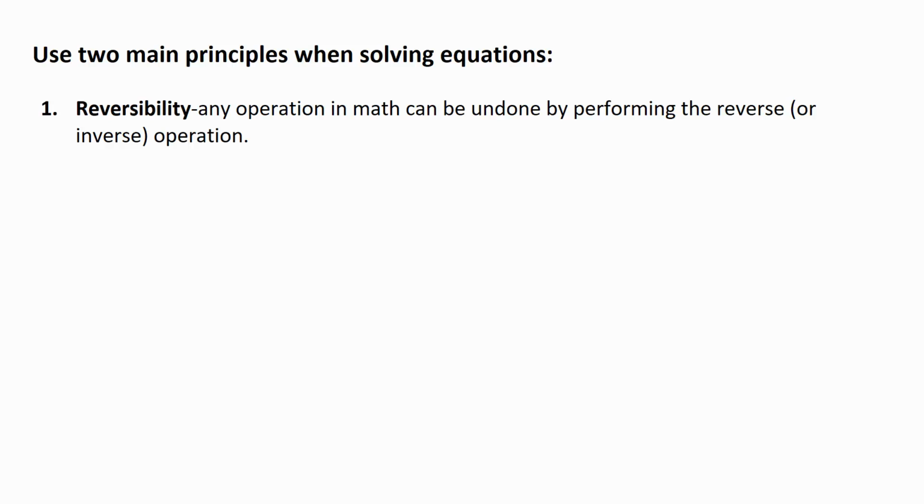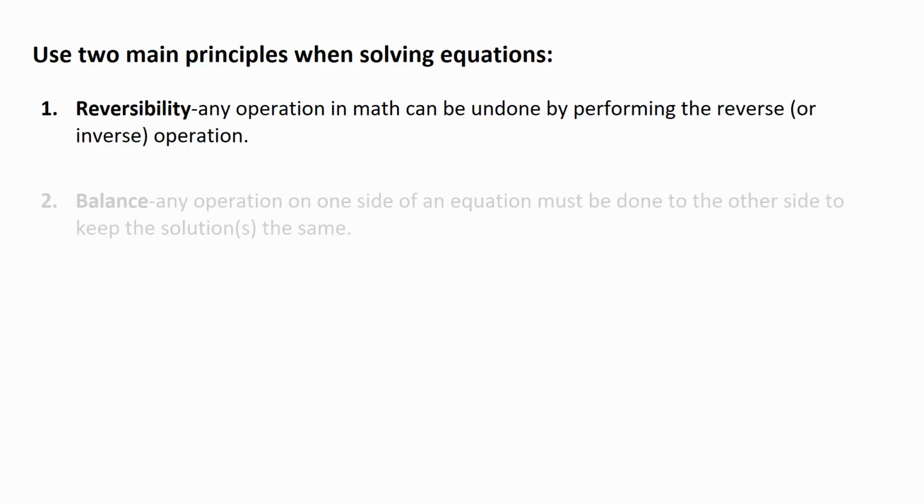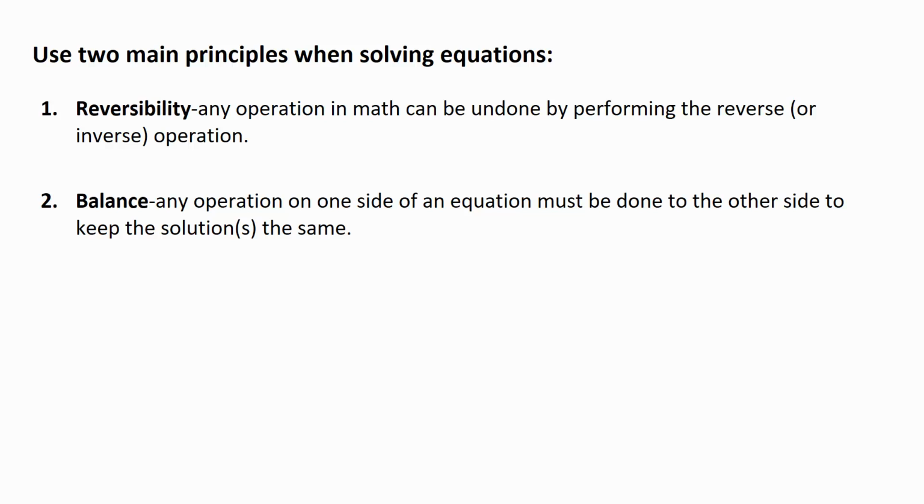And if you're solving an equation, what do you think the balance principle might say? Whatever operation you do to one side, do to the other. Any operation on one side of an equation must be done to the other side to keep the solutions the same. That's the balance principle. Keep these 2 principles in mind when we solve formulas for specified variables, because all we're doing is solving equations just like we've done in the past. They just don't look as pretty as they looked previously.